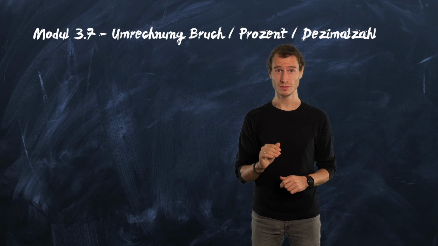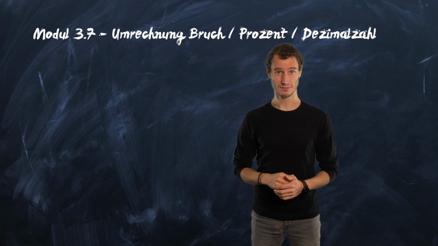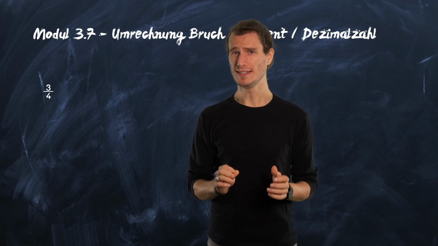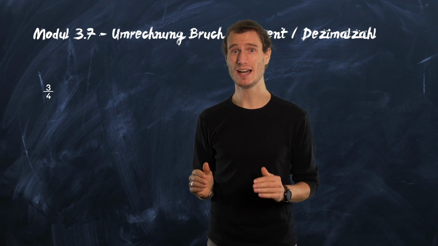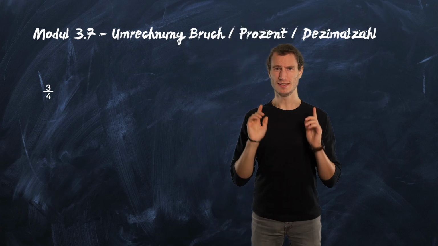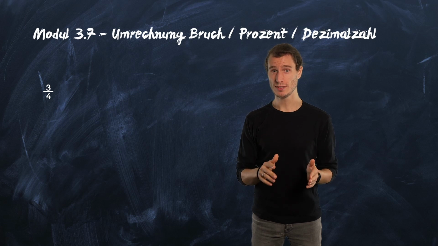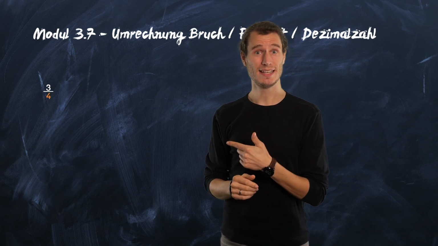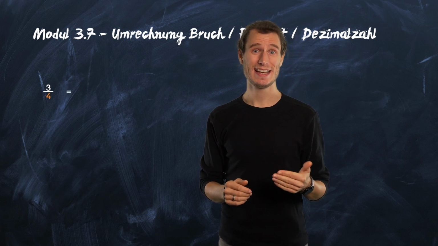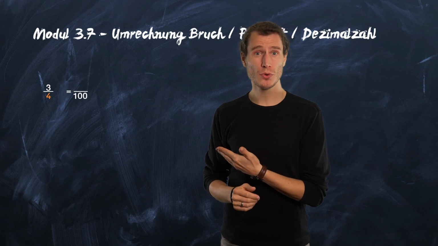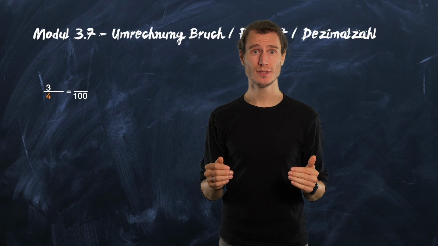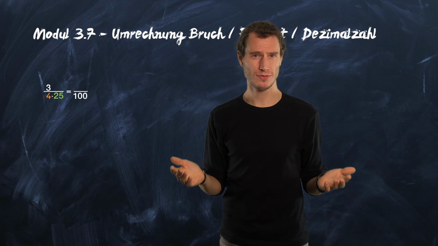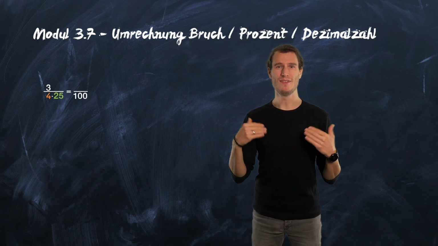But now let's get started, and I will show you how to convert fractions into percentages and decimals. Let's take the fraction 3/4. If I want to know what that is in percentages, I need to expand the denominator to 100, because as you already know, percent means out of 100. That means I have to multiply the denominator by a number so that it equals 100. In our example, the denominator is 4. Therefore, I need to multiply it by 25, because 25 times 4 equals 100.